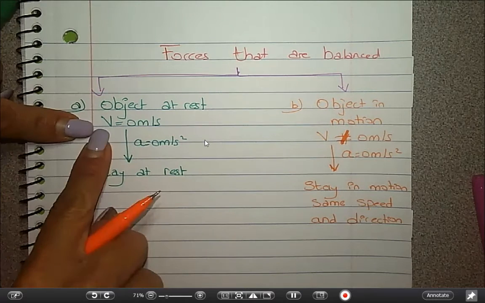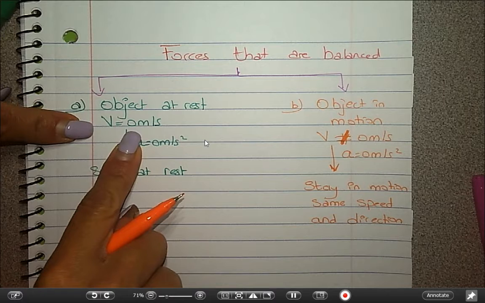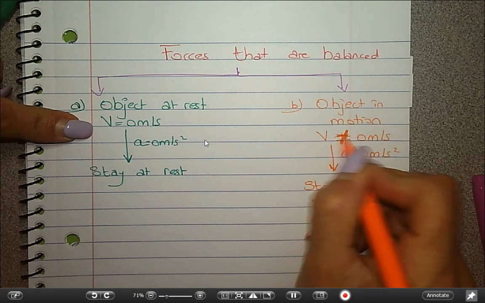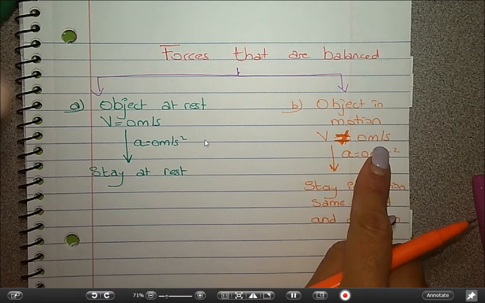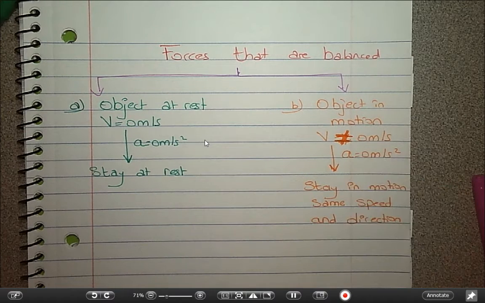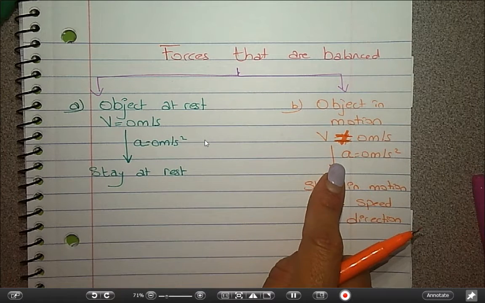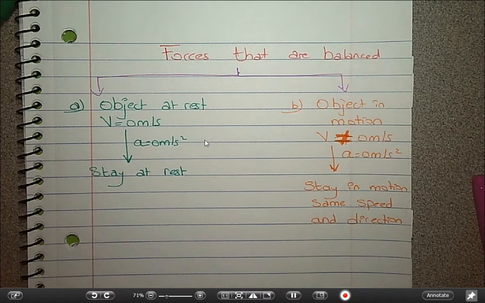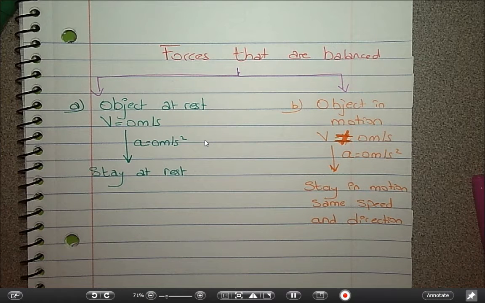Whether I have an object at rest, which means your velocity is 0 meters per second, or I have a speed that is not equal to 0, which means an object is in motion, but I have no change in speed, which means your acceleration is 0, then these are the forces that are balanced, which will apply the law of inertia, or Newton's first law.